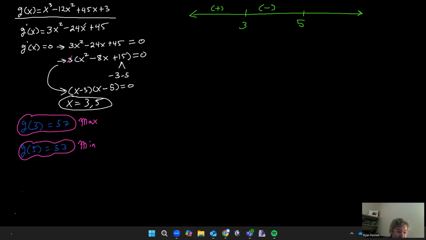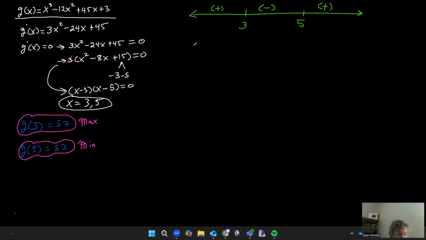And I'm curious, any number greater than 5 might work. What number might that be? So it looks like if you plugged in, I don't know, 10, you're going to get something. So 3 times 10 squared, which is 100, minus 24 times 10 plus 45 is positive. So I think it's positive.